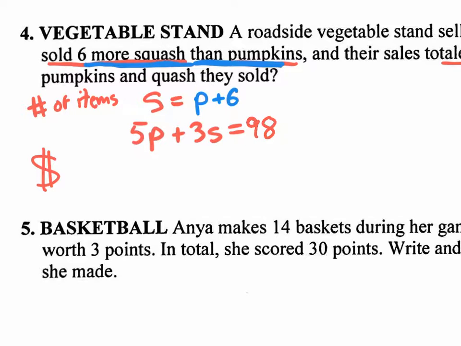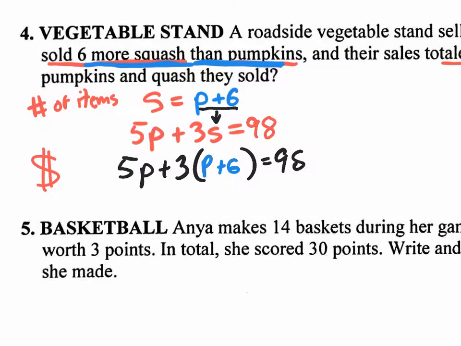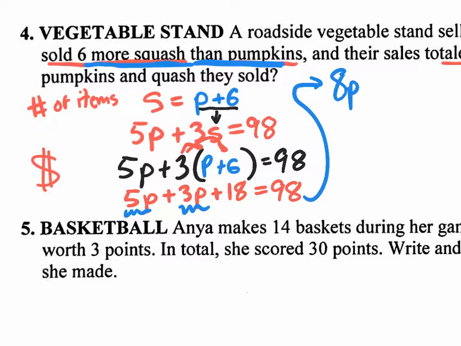So we're going to take the P plus 6, and we're going to substitute it right into the S. So let me rewrite everything. We're going to have 5P plus 3S, but instead of S, we're putting the P plus 6, equaling 98. From there, we're going to distribute 3 times P, that's 3P. 3 times 6, that's 18. Bring down the 5P in front. Bring down the equals 98. From there, we're going to combine the 5P with the 3P, and we're going to get 8P plus 18 equals 98.